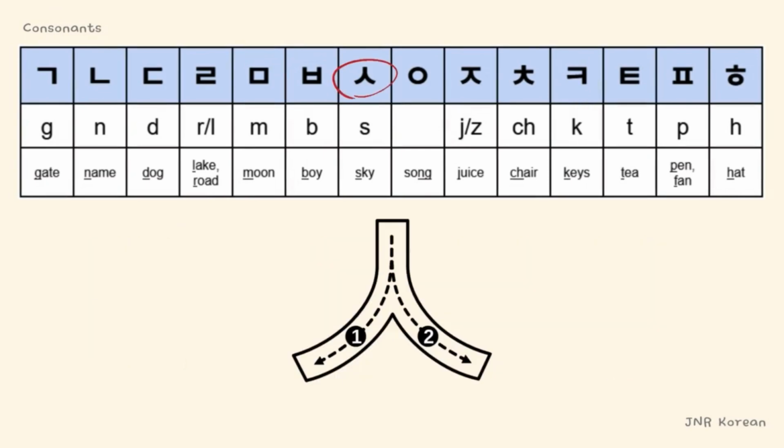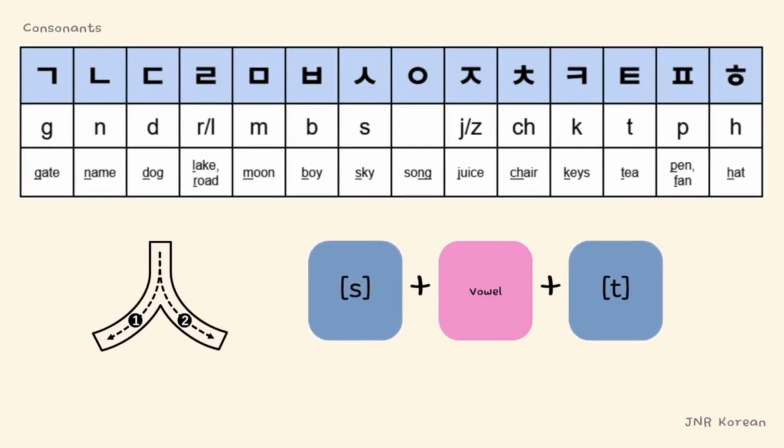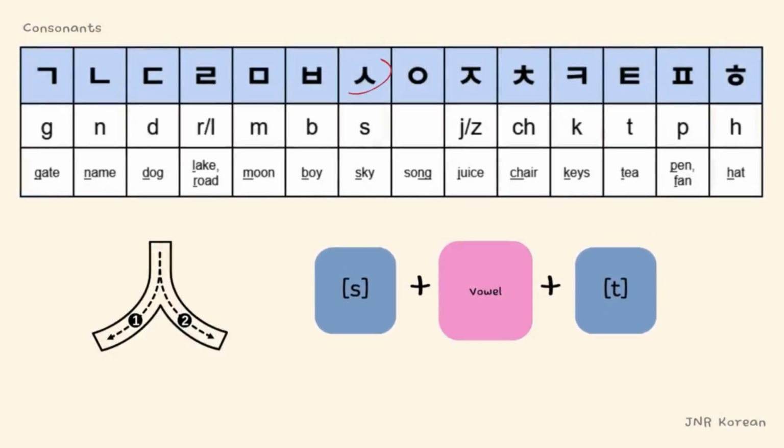The next consonant is 시옷. Writing 시옷 is very simple. Just draw two lines touching each other. Some people connect the two lines on the top. Others start the second line in the middle of the first line. This varies depending on the font. It is pronounced as 스 when used as an initial consonant and as t as a final consonant.